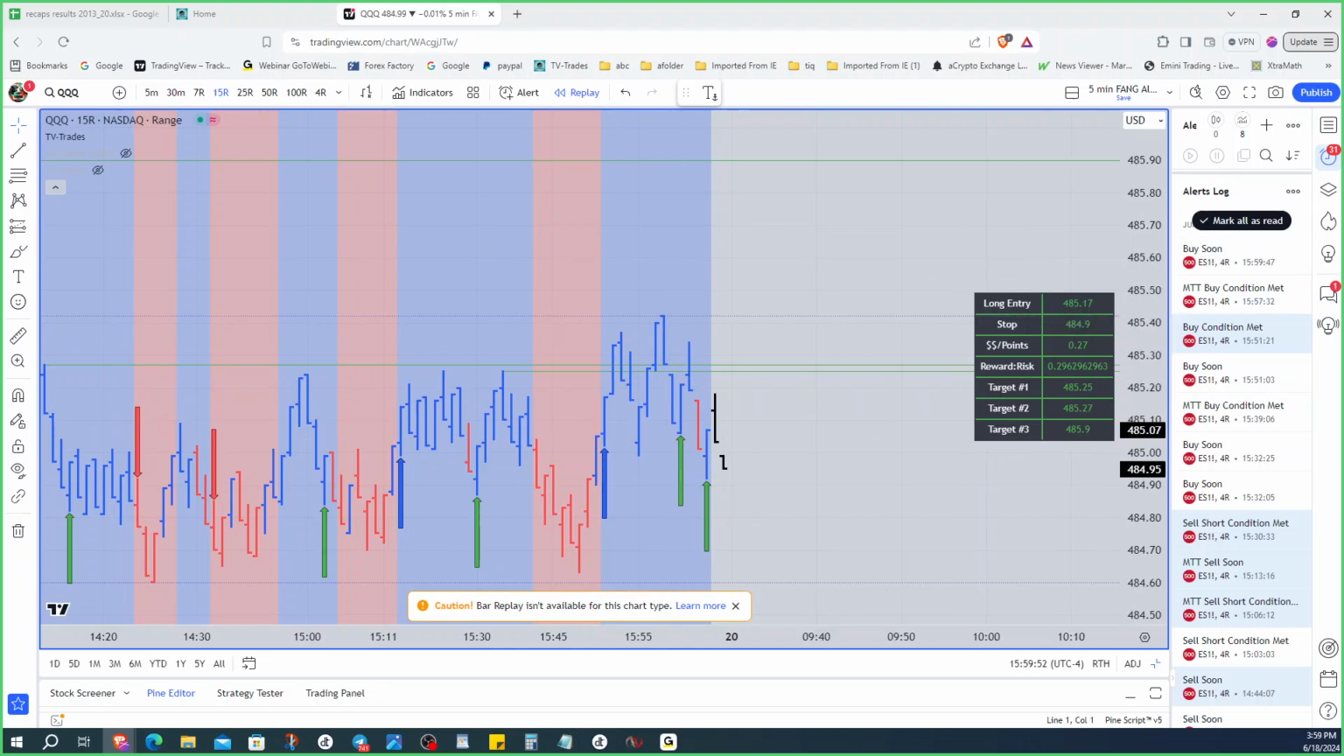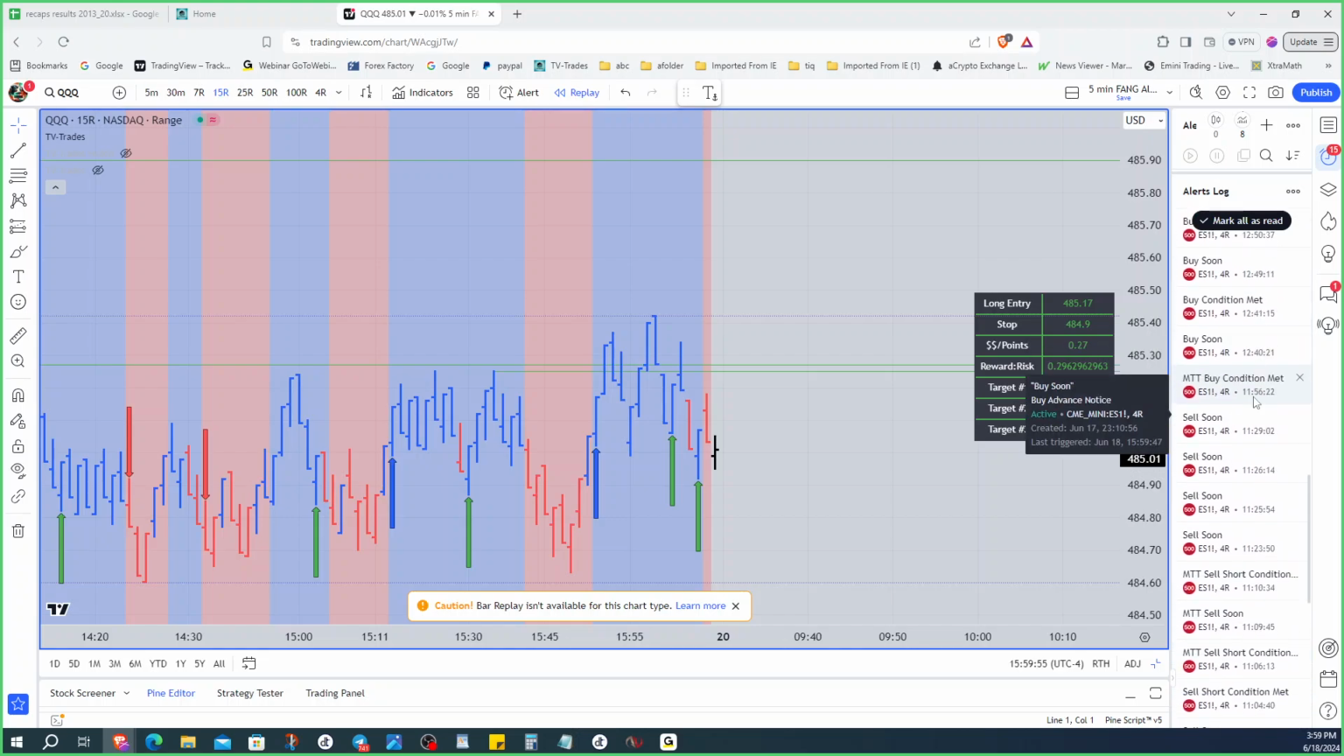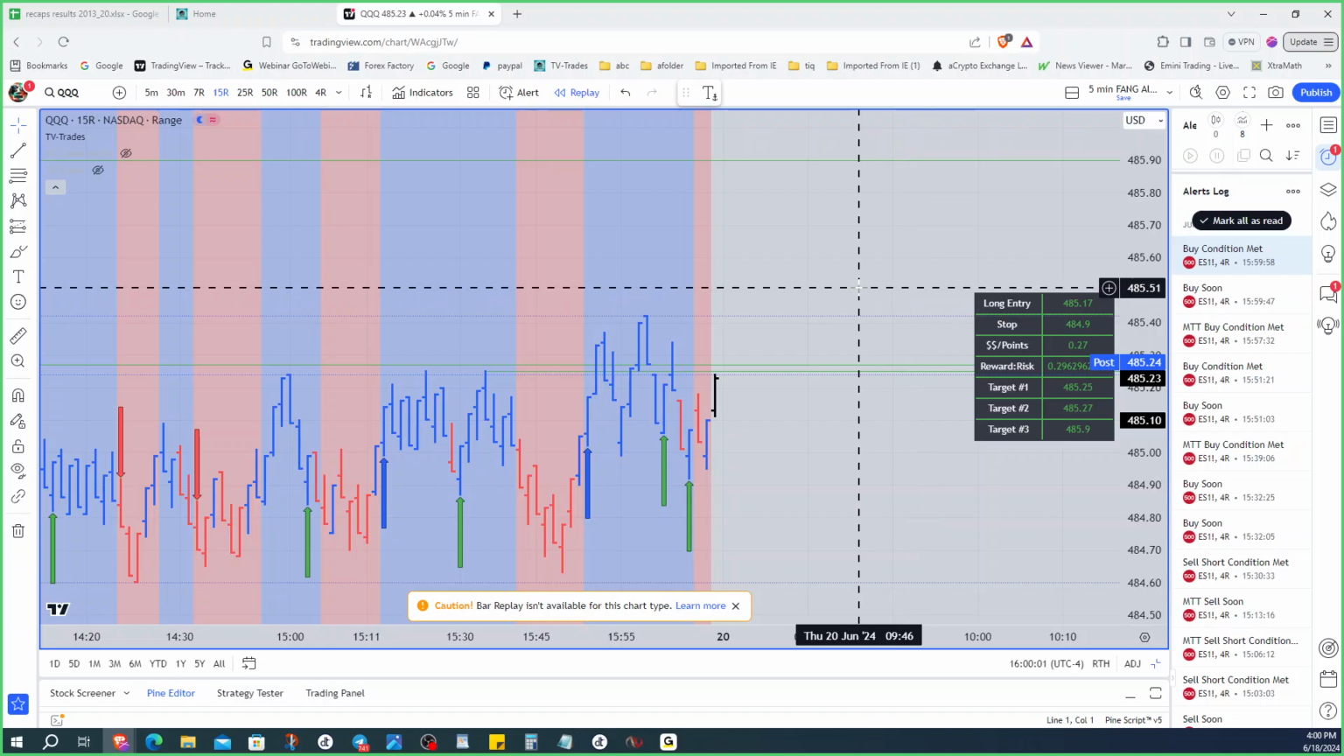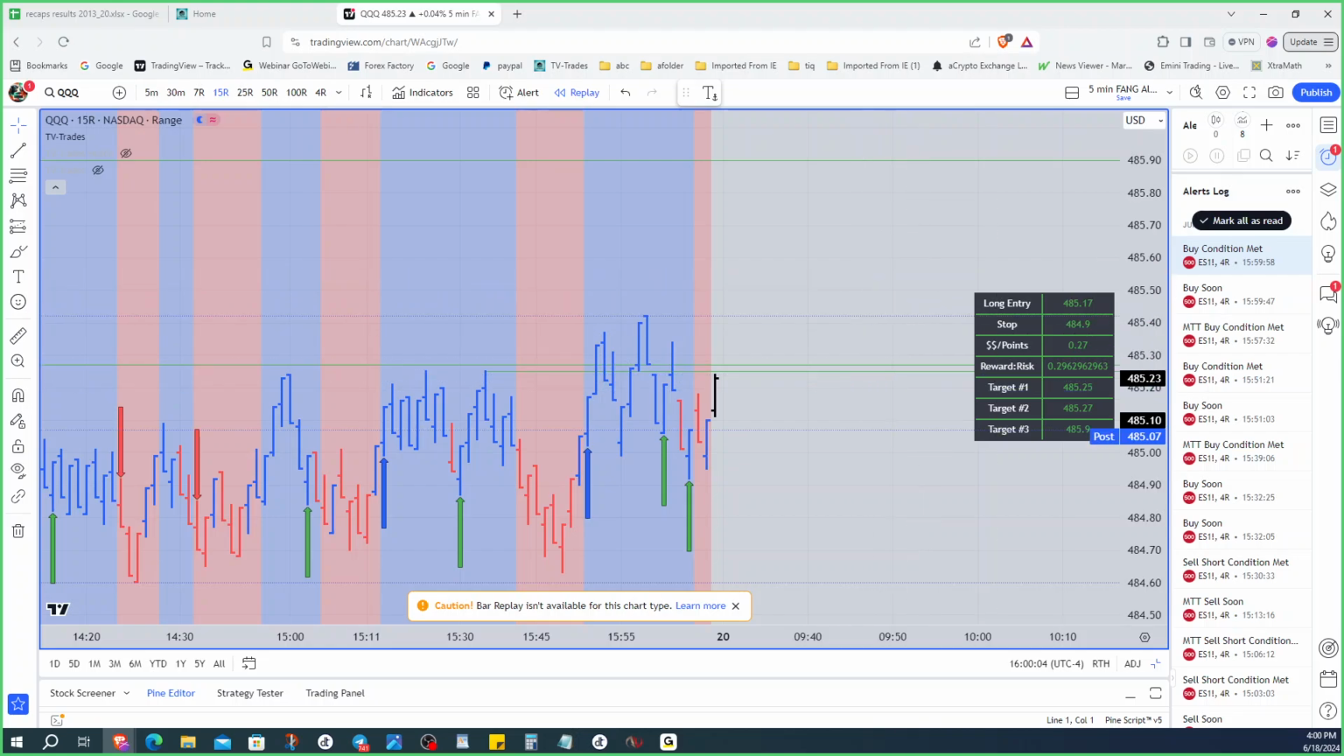I don't have anything turned on for the QQQ. I don't have any alerts turned on for the QQQ. But anyway, that's where that stuff comes from.